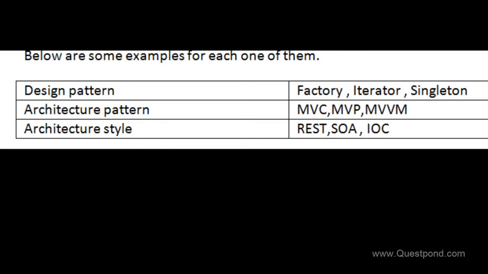So design patterns are normally your Gang of 4 patterns like factory pattern, singleton pattern. Architecture patterns are more block level, which say, okay, model view controller, model view model, model view presenter. And the architecture style is just style, it's just one-liners, it has principles. So for example, REST is an architectural style which gives importance to HTTP, so we have REST, we have SOA, we have IOC. So these are principles, these are architectural styles.